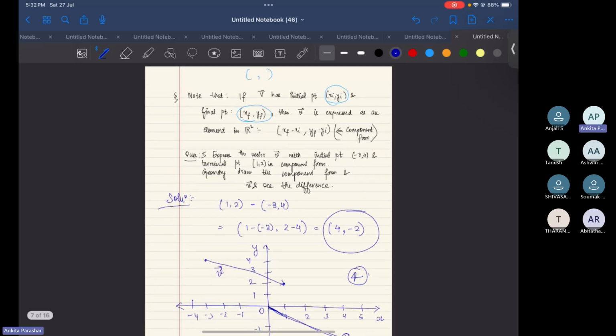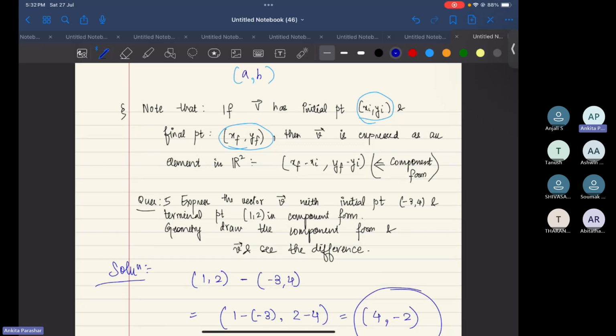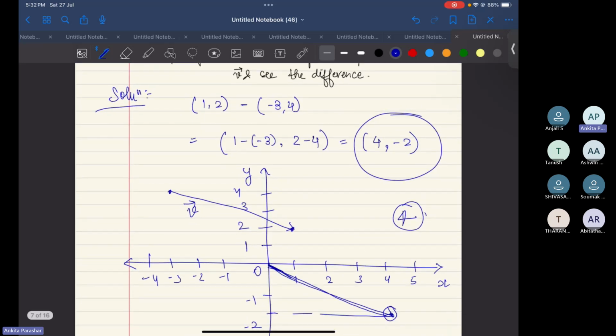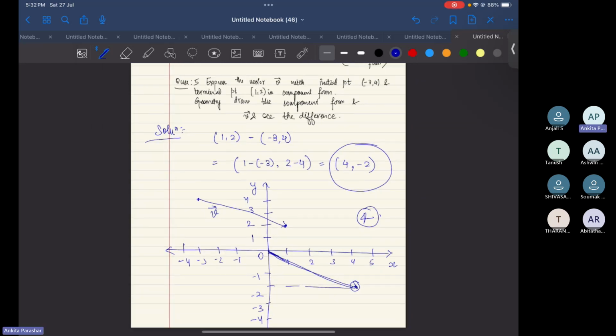Because for any R2 vector we write as a comma b, let's say, we always draw from origin. Wherever this point is, I'm just writing any random point. This is why, if the initial and final points are different from origin, we translate the vector so that it starts from origin, and the way to do that is to take the difference of the final and initial point. Okay.